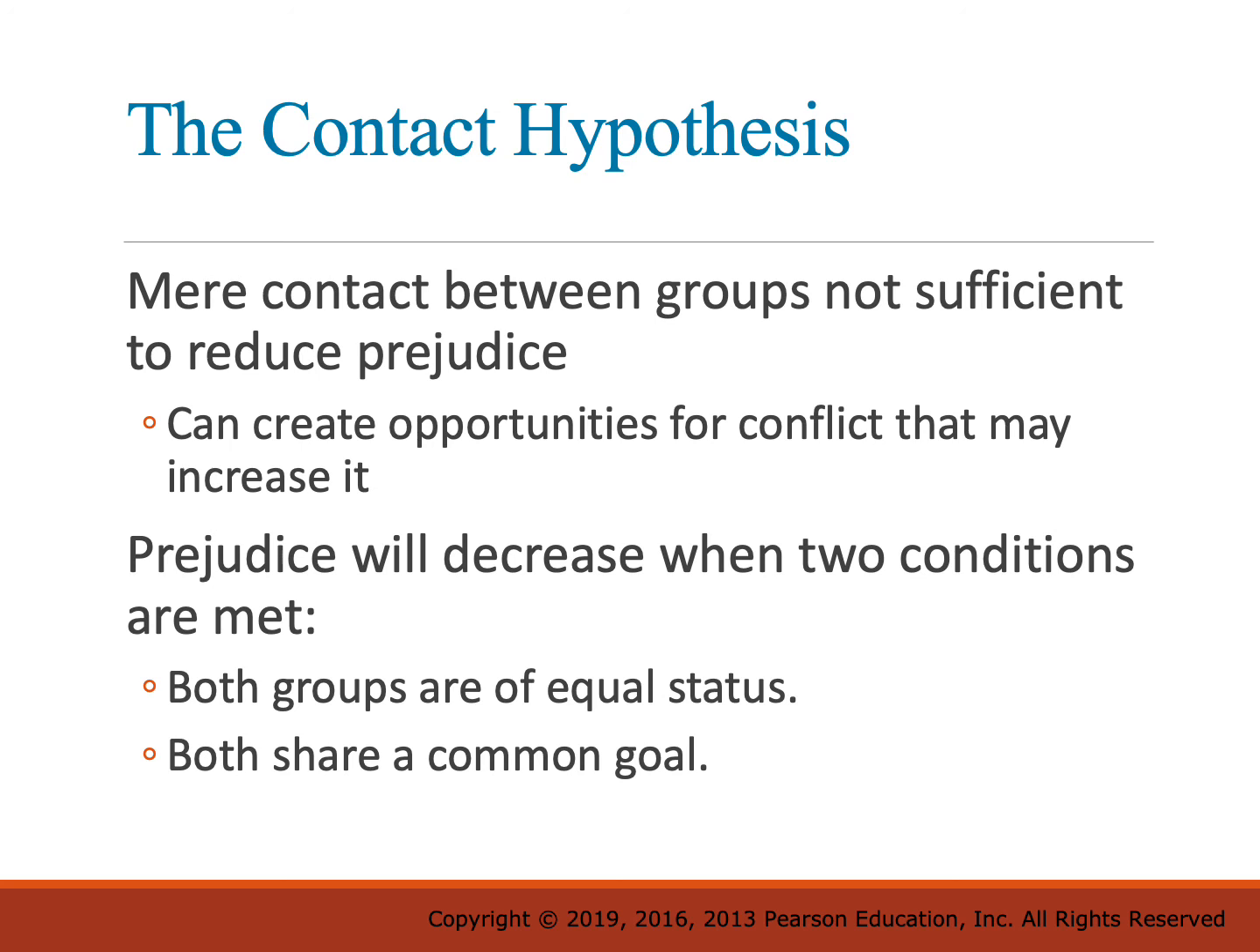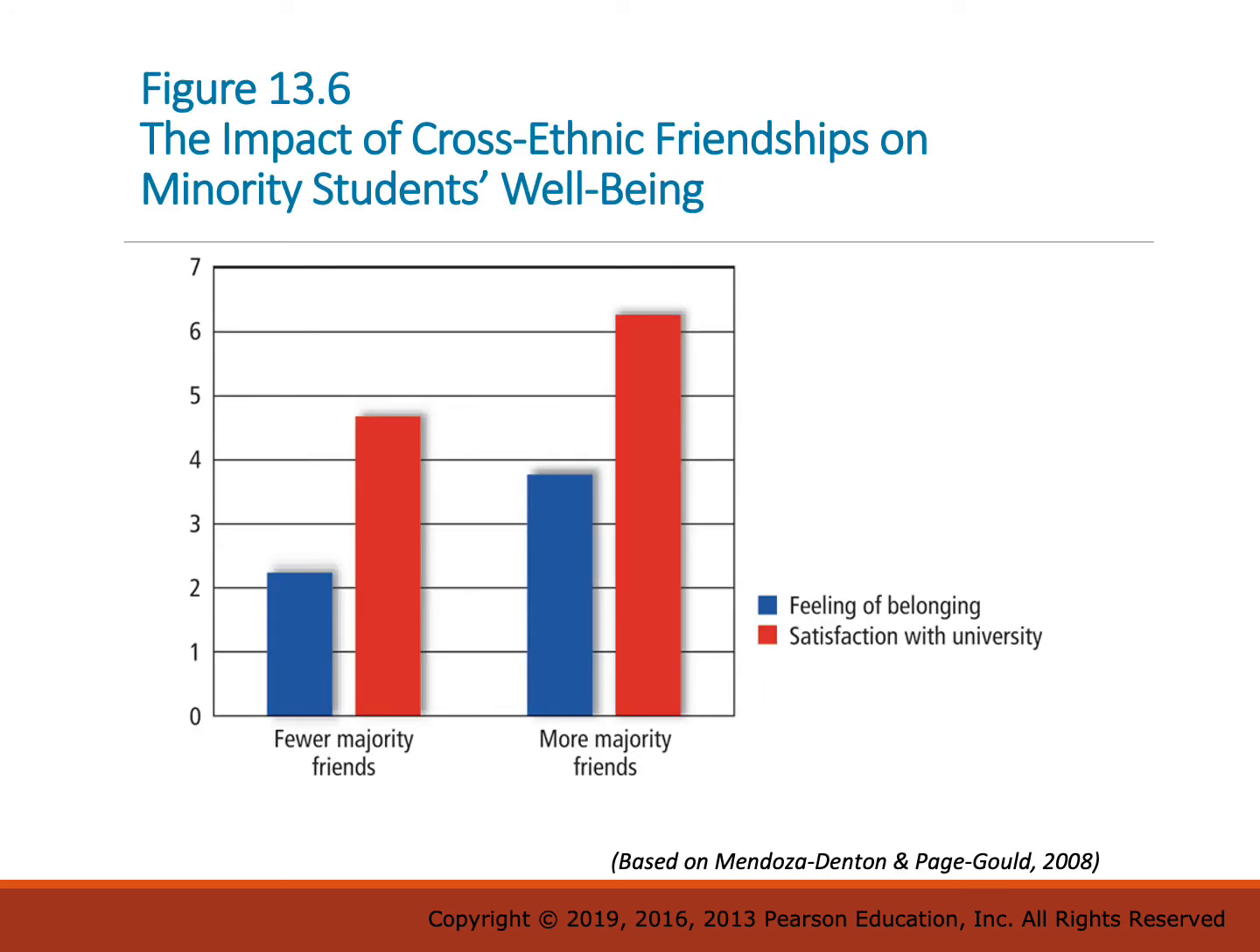So research obviously has studied this to see if we could find support for the contact hypothesis. So this figure shows research that was done in a longitudinal study of black students at a predominantly white university. Initially, many black students at this university felt dissatisfied and excluded from student life. But the more white friends they made, the higher their sense of belonging, which is the blue bar, and satisfaction with the university, which is the red bar, improved.